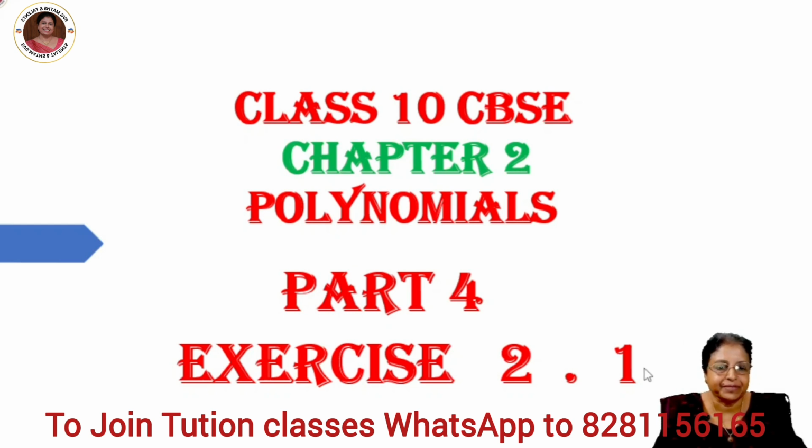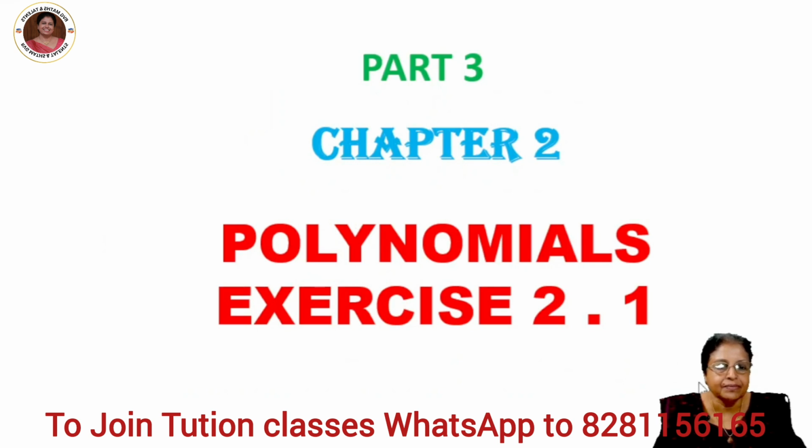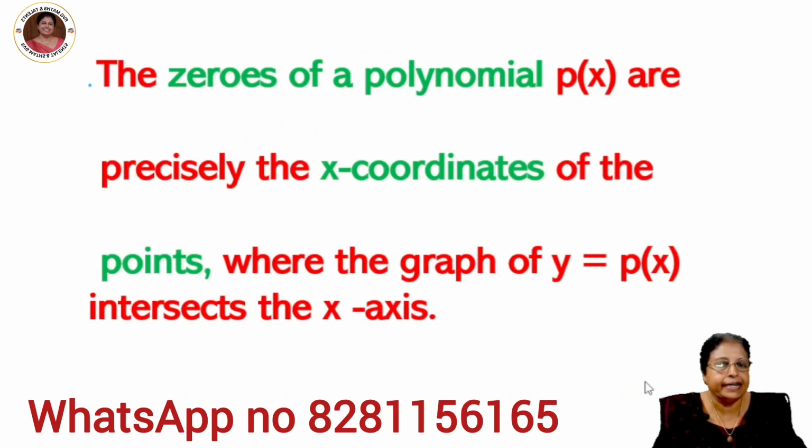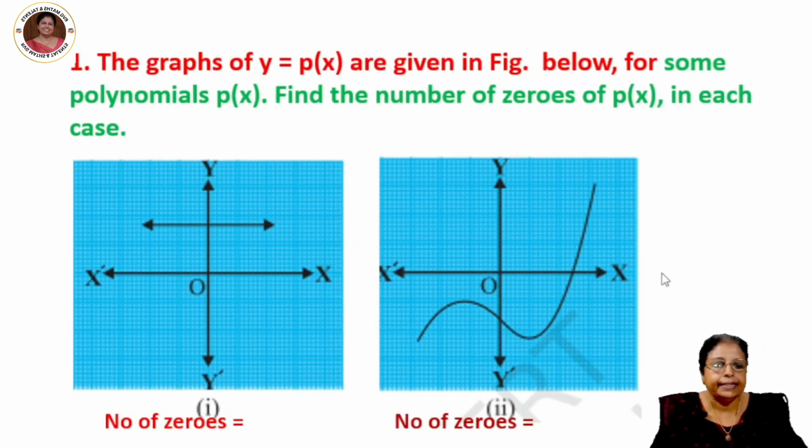Okay, let us start. Already we have studied zeros of a polynomial, is it? And we have seen that zeros of a polynomial p of x are the x-coordinates of the points where the graph of y equal to p of x intersects the x-axis. Okay. Then here we are doing some questions. I think all of you are ready for that. Let us do it together.